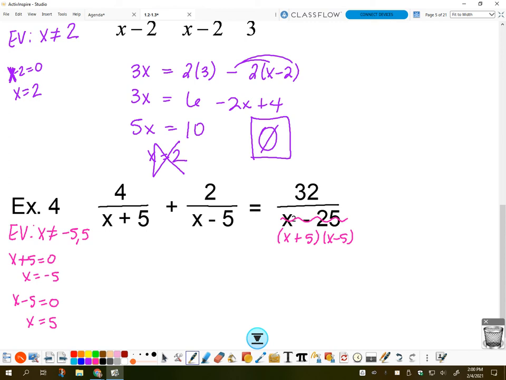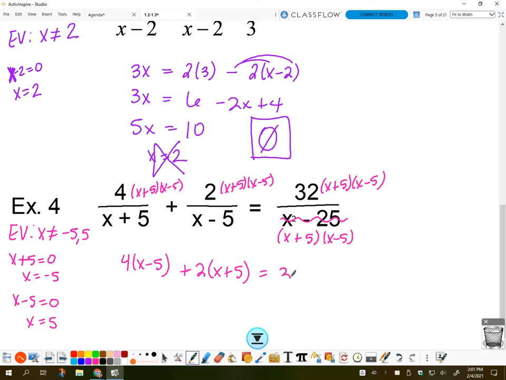Alright, your common denominator is the x plus 5, x minus 5. So multiply that everywhere. Here, x plus 5 cancel. So you have 4 and x minus 5. Here, x minus 5 cancel. So you have 2 and x plus 5. Here, they both cancel, so you just have the 32.